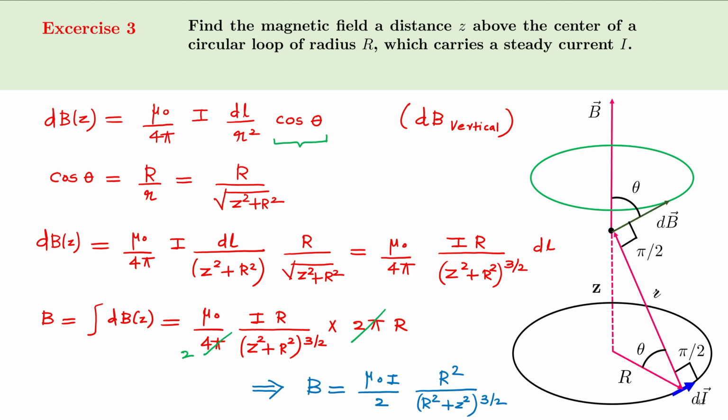So this is the expression for the magnetic field that is generated by a circular coil having radius r. We assume that the field point is at a distance z from the center of the coil.